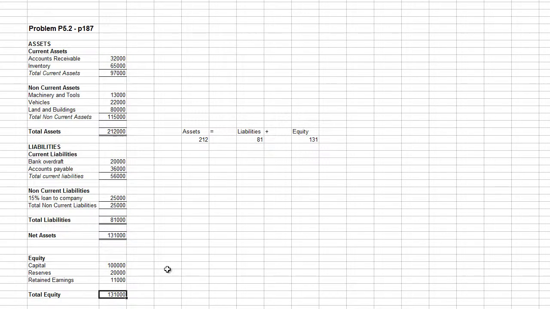So what I did is I thought, well, let's just return to the very simple accounting equation of assets equals liabilities plus equity. So let's count them up. Okay, I've got total assets of 212. There's the number. Cool. Liabilities of 81. Yep, check. Got that. And therefore, 212 equals 81 plus, well, guess what? 131, which is the same as my net assets figure.